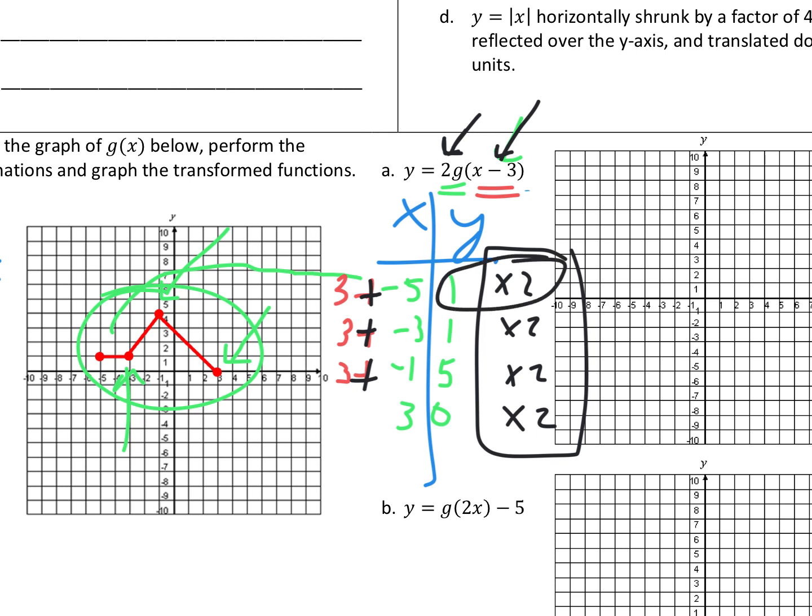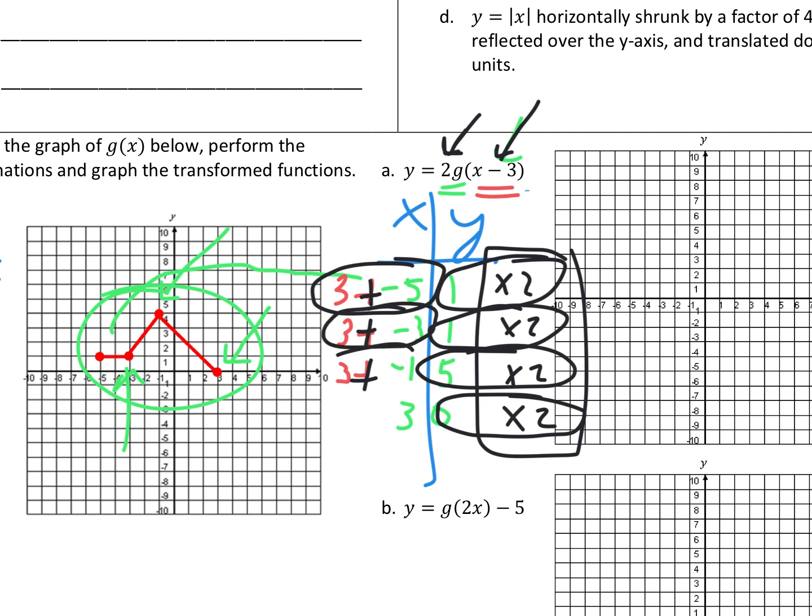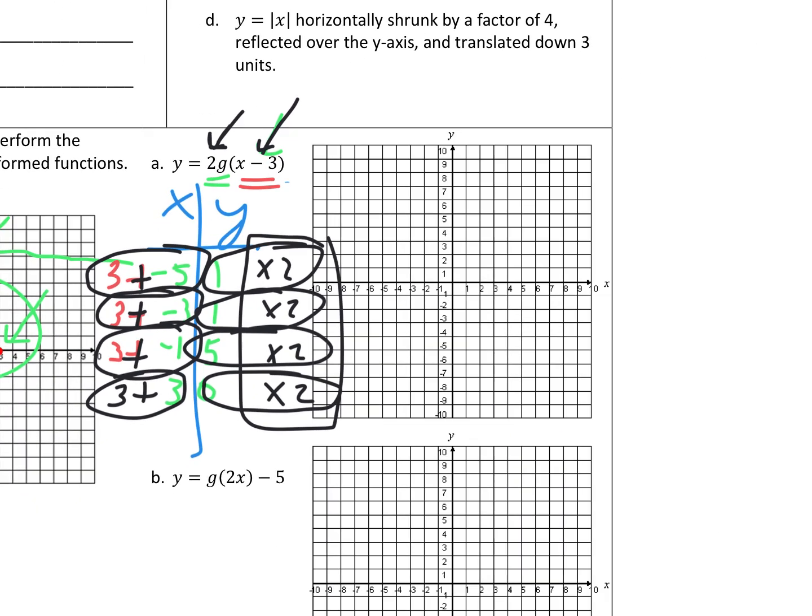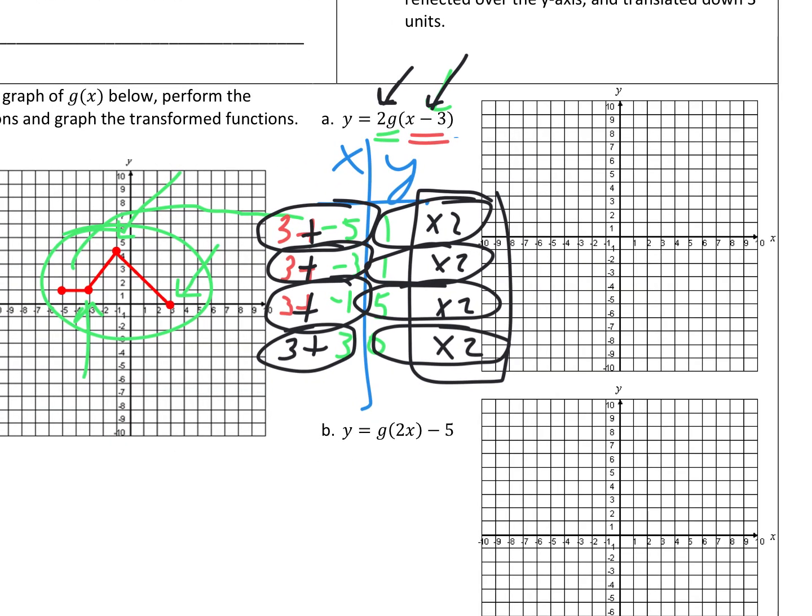1 times 2 is 2 for the Y, 2 for the Y, 10 for the Y, 0 for the Y. And here we'd have -2 for the X, 0 for the X, 2 for the X, and 6 for the X. All right, that's a reminder of how to do that kind. You start with a list of the parent points and you adjust it from there. Here you would not multiply all your X's by 2, you'd divide them all by 2.